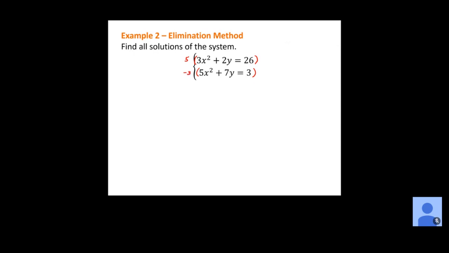Good. Now we just have to remember to distribute that to all of our terms. So we're going to end up with 15x squared, and then a plus 10y, and then 5 times 26 should give us 130. All right, and then if we distribute the -3, that'll be a negative 15x squared. We'll have a minus 21y, and then -3 times 3 should give us a -9. Right, now we're going to add those two equations together. And so when we do that, what should that give us?